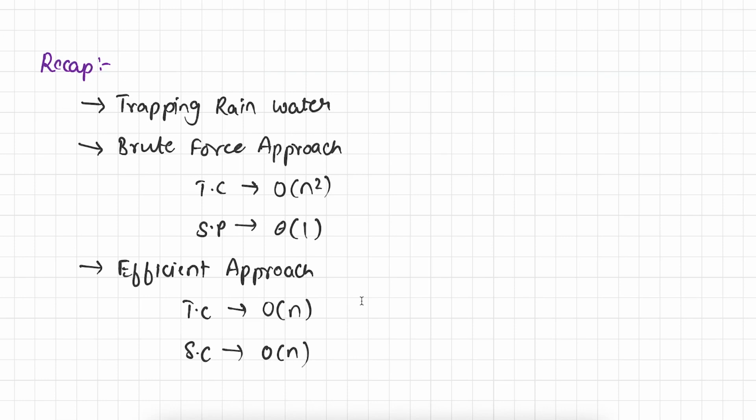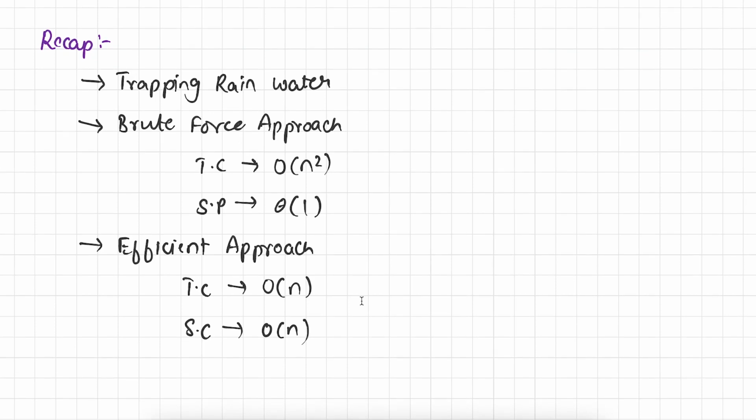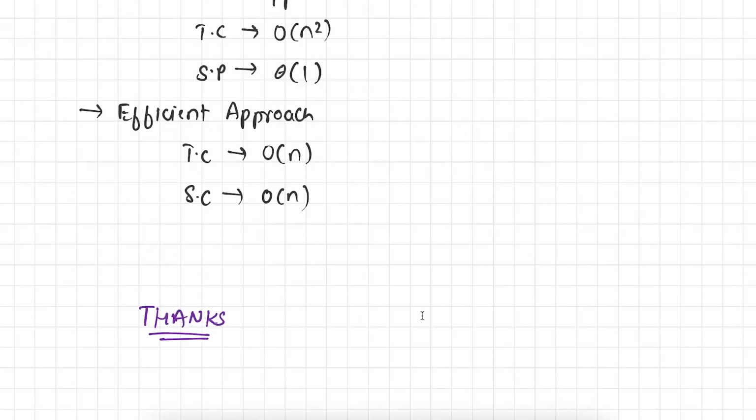Then after some observation, we saw the efficient approach. And in this efficient approach, the time complexity came out to be big O of n, and the space complexity came out to be big O of n, because in the efficient approach, we were using some arrays to pre-compute the values of Lmax and Rmax. Alright, so by now, I hope you understood this problem really well.